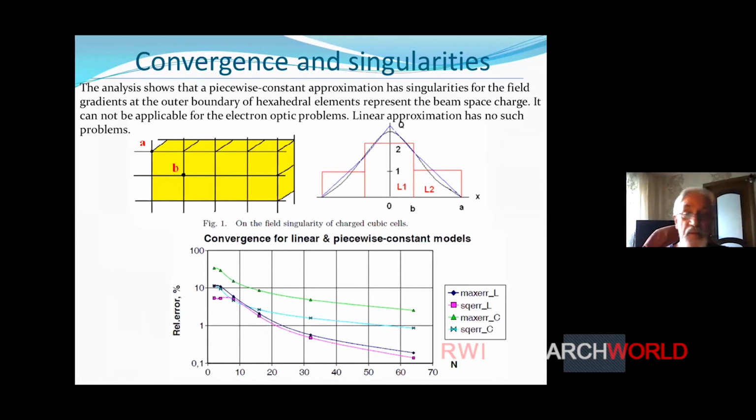And the convergence for linear and piecewise constant approximation for field sources, you can see that the rate of convergence is very fast.